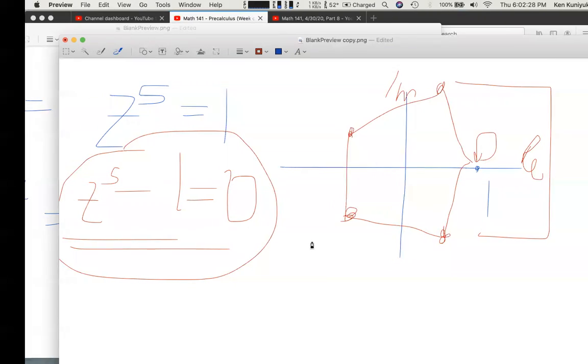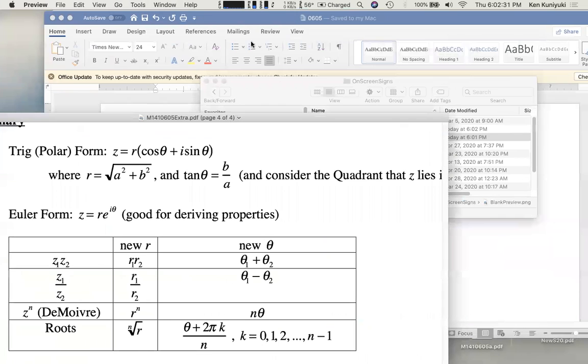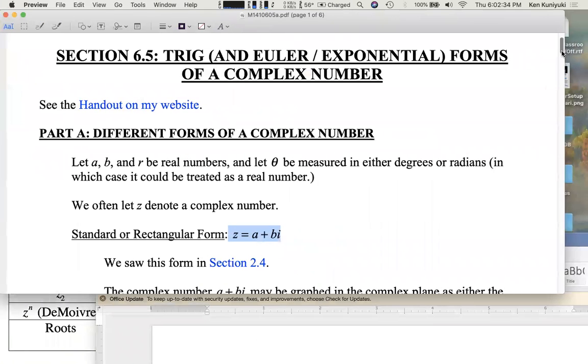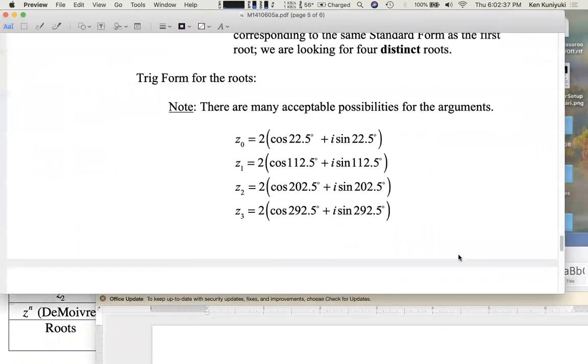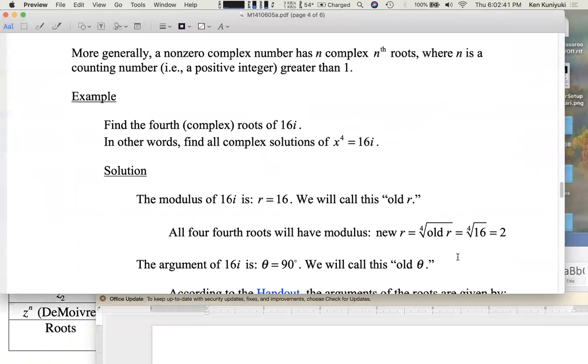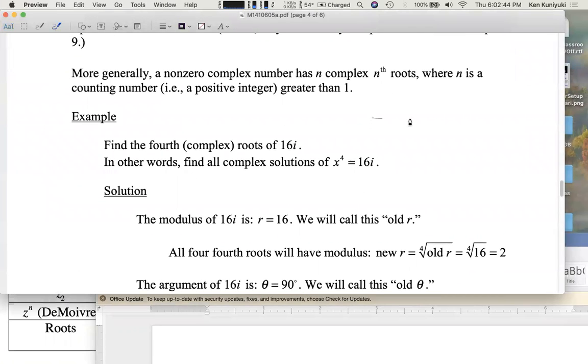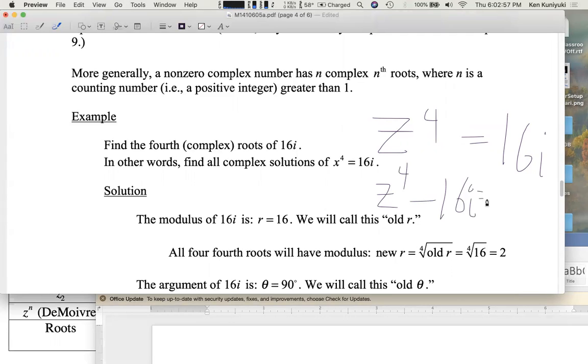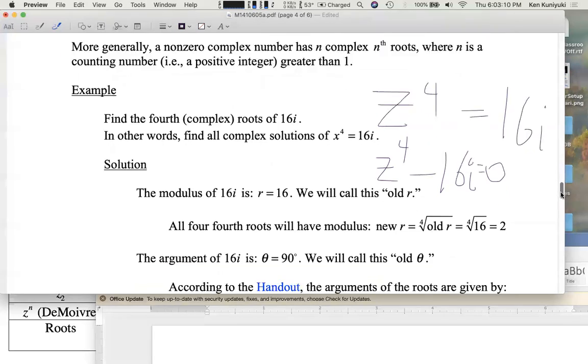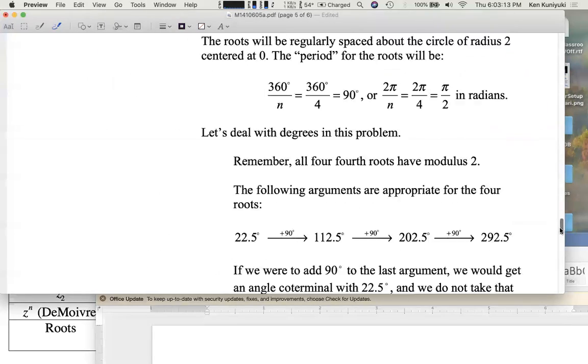And in general, let's consider this over here. Consider solving this. Solve z to the fourth equals 16i. Or you can subtract 16i from both sides: z to the fourth minus 16i equals 0. Now, this guy does not have all real coefficients. But it's still true that 16i has 4 complex fourth roots. It has 4 complex fourth roots, 5 complex fifth roots, and so forth. That's still true.